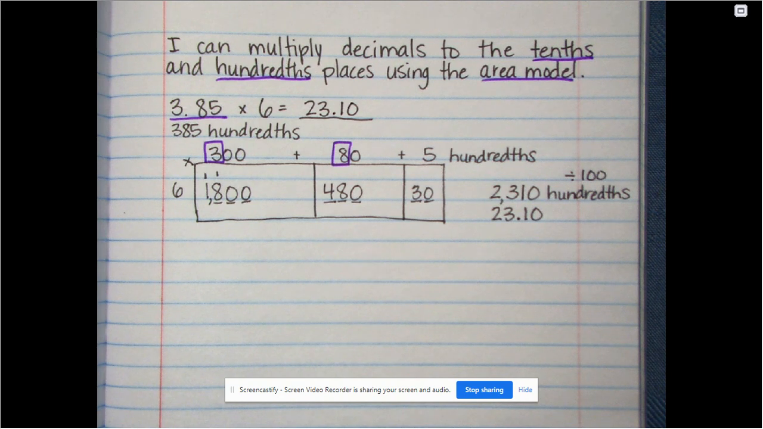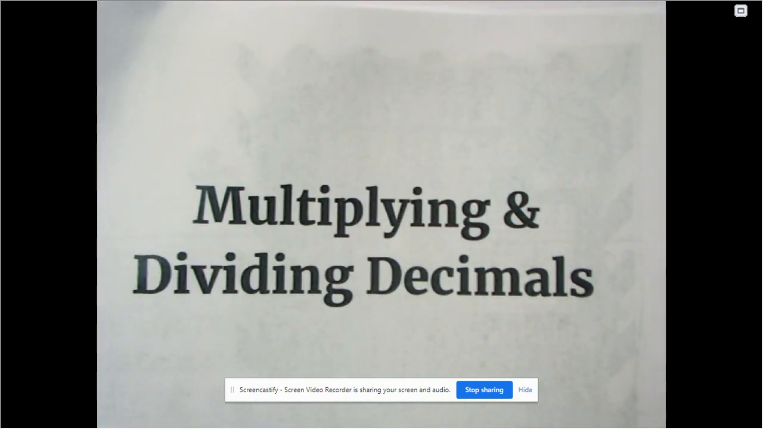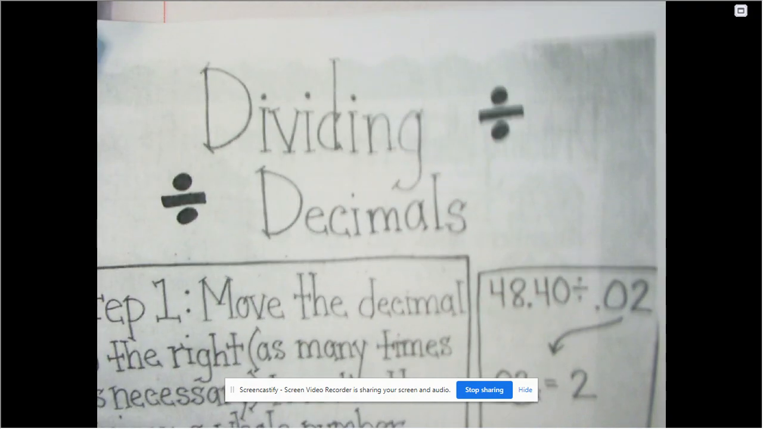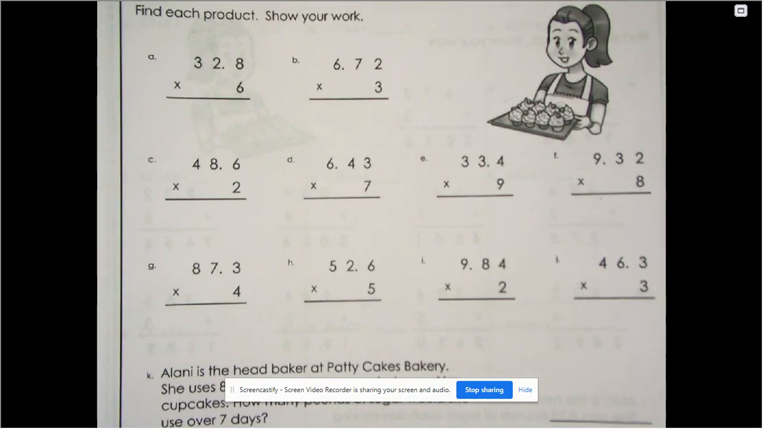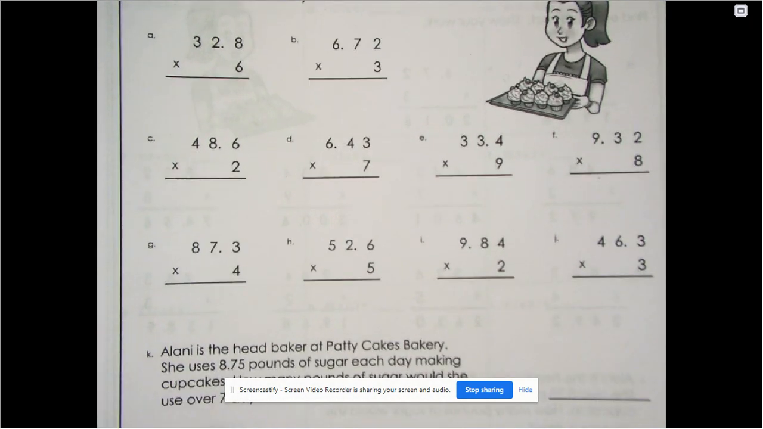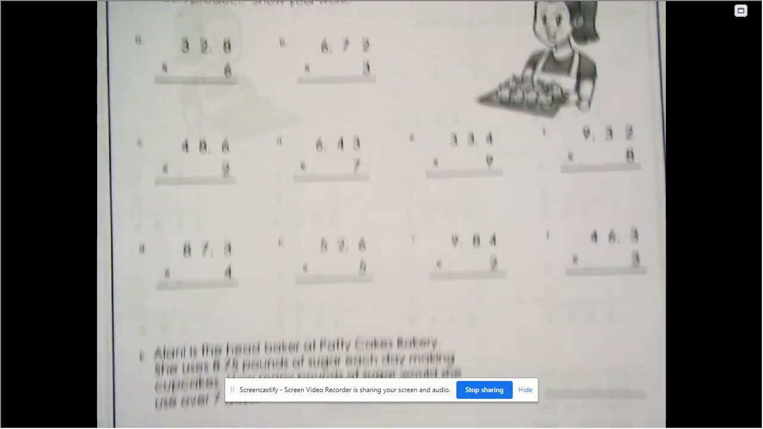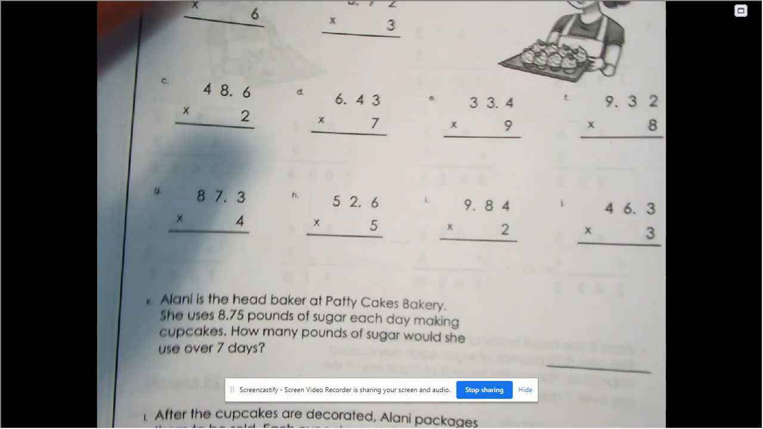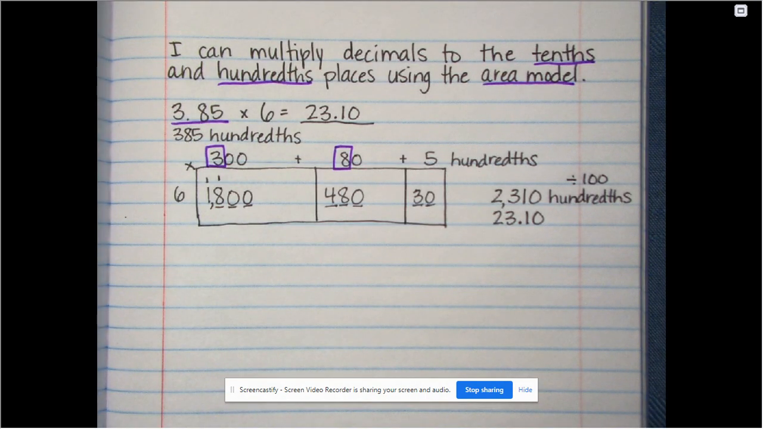Right now would be a great time to take out your packet, multiplying and dividing decimals, and you can focus on page 1 in your packet. I would pause the video and focus on page 1 right now. It goes from A to J, and there are 2 word problems. So I would suggest choosing 5 different problems, making sure that one of them is a word problem, and working your way through just this skill. And then you can start the video again, and we'll go with a different page for a little bit more practice.